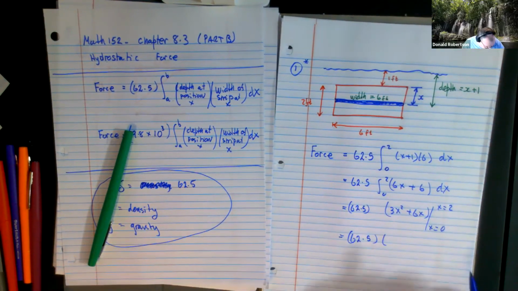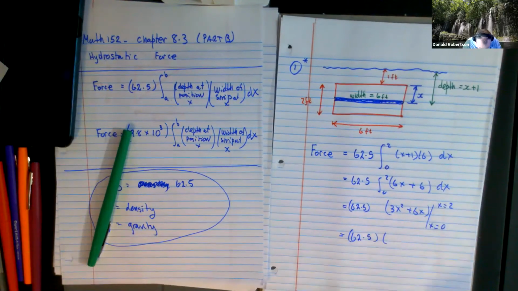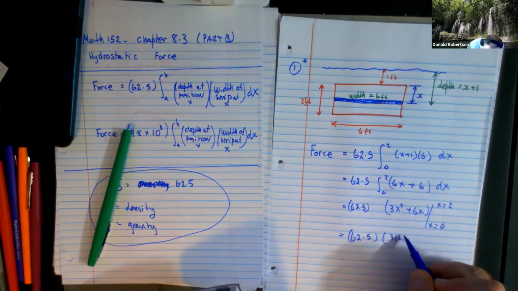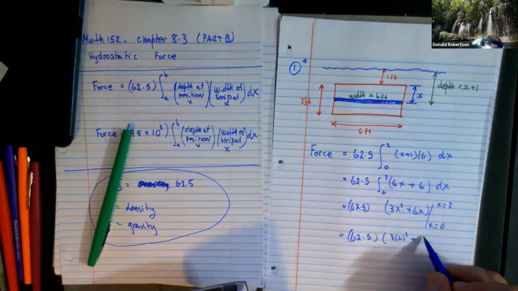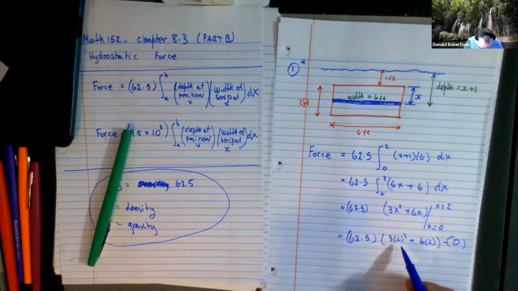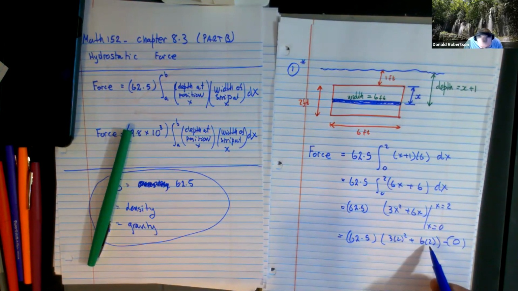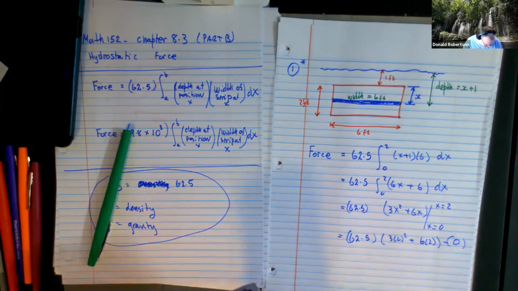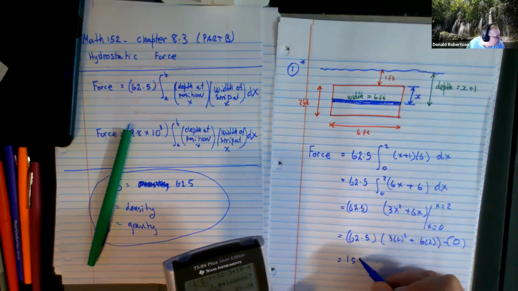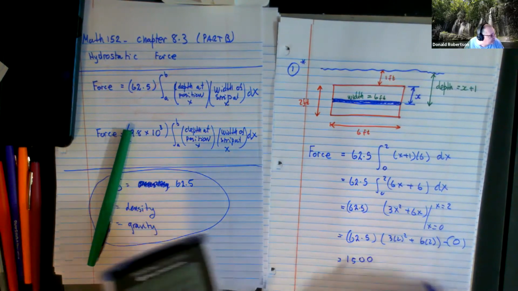Now, this I would do in a calculator. So it's going to be what? 3 times 2 squared. I guess I don't need to do this bit in the calculator. Take away a whole load of nothings. That's 12. Oh, and 12, that's 24. So 62.5 times 24. And the answer I get is 1,500.